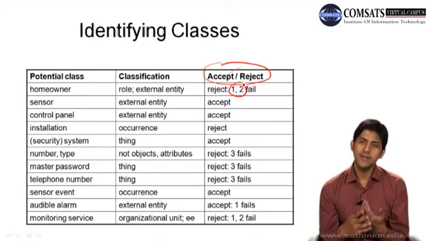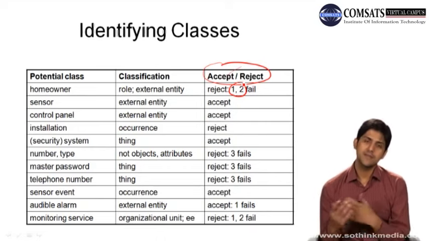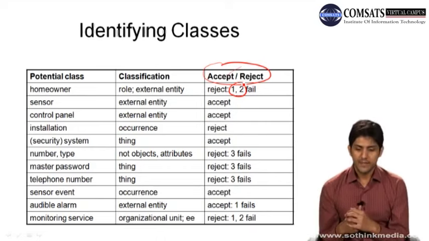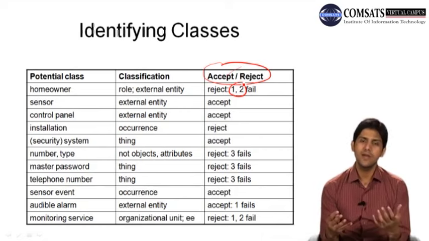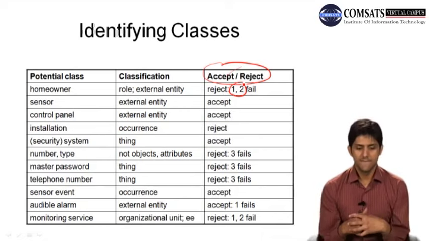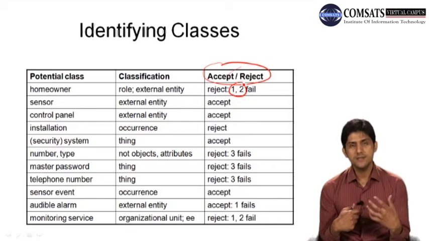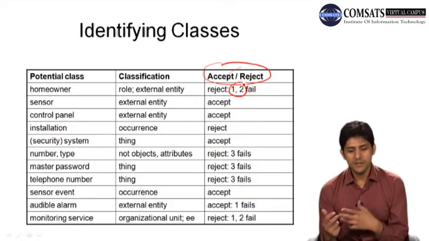And then we have control panel, again we accept it, because it does satisfy those 6 criteria. Then installation, that is just an occurrence, that will just happen once. So when we actually are categorizing it, we see that it will not be a class, we'll straight away reject it. And then security system, that is a thing and we do accept it.